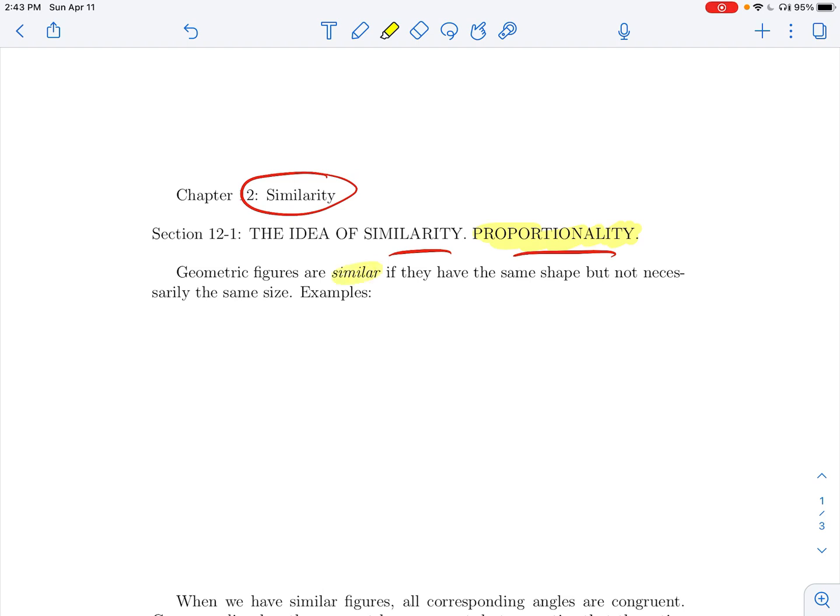So this word similar, the general idea is that geometric figures are similar if they have the same shape, but not necessarily the same size. So maybe I have a large square, so four right angles, four congruent sides, and maybe I have a smaller square. So in terms of their shape, they're exactly the same, but obviously one is bigger than the other. This would be an example of similar figures.